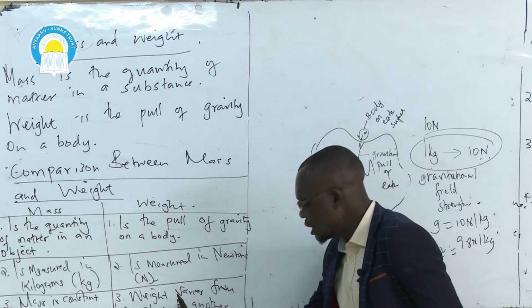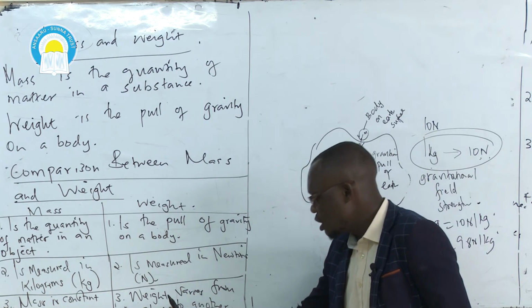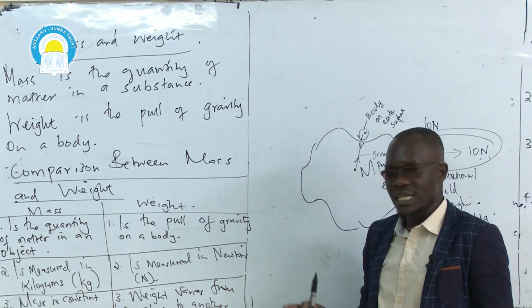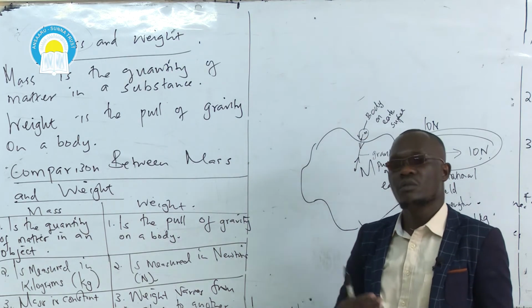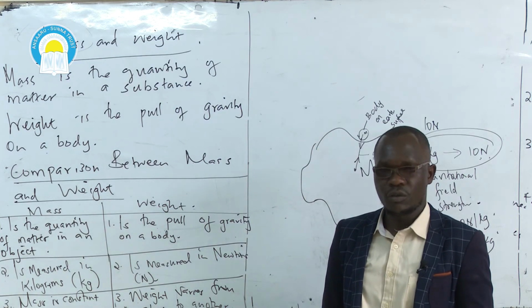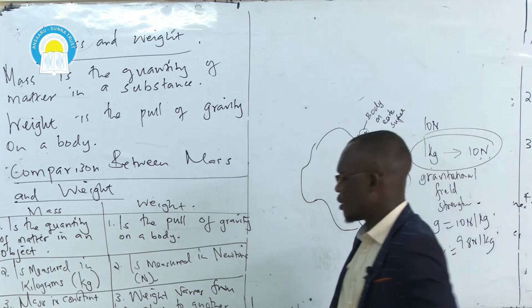But now your weight changes. Why? The weight of a body changes because the gravitational pull will change. Each heavenly body has its own gravitational pull, which depends on its size. So because of the changing gravitational pull, the weight of a body changes.